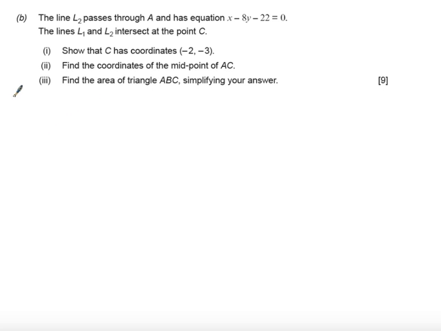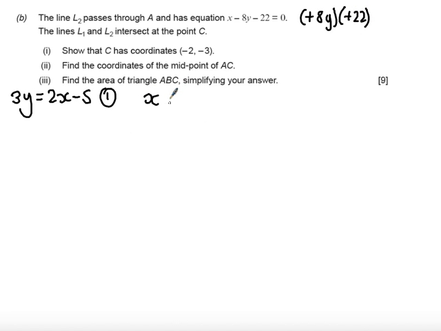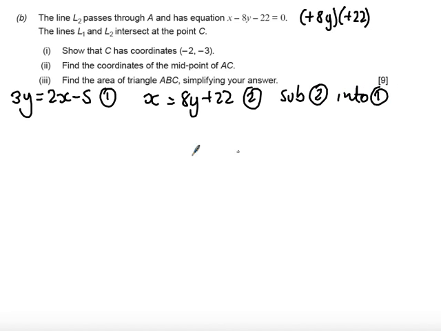So solving the equations, the equation I just found of L1 is 3y equals 2x minus 5. We're going to call that equation 1. Before I call the other one equation 2, I'm just going to rearrange it and make x the subject by adding 8y and adding 22 to both sides. So I'll get x equals 8y plus 22, and I call that equation 2. Then I'm just going to state that I'm going to substitute equation 2 into equation 1. There should be a method mark for trying to solve these simultaneously, so please communicate that that is what you're trying to do.